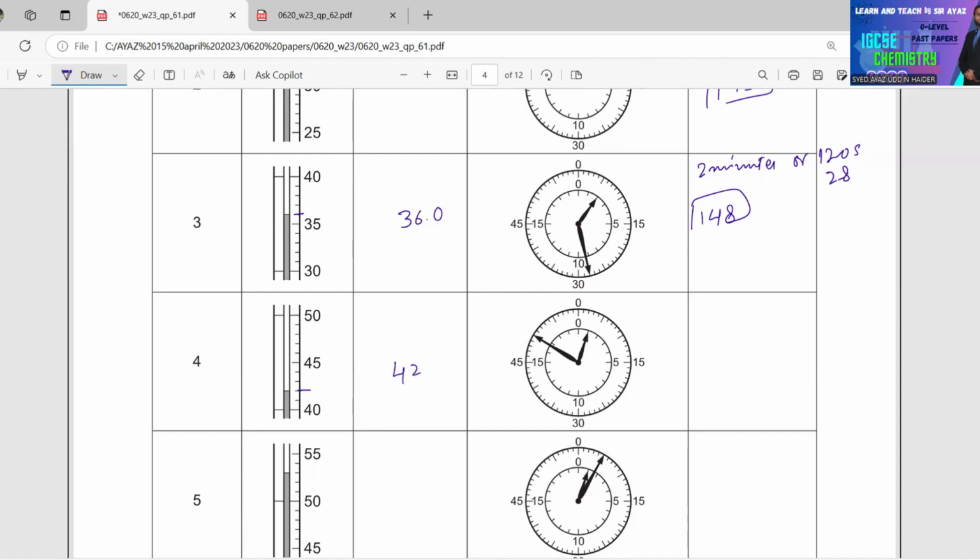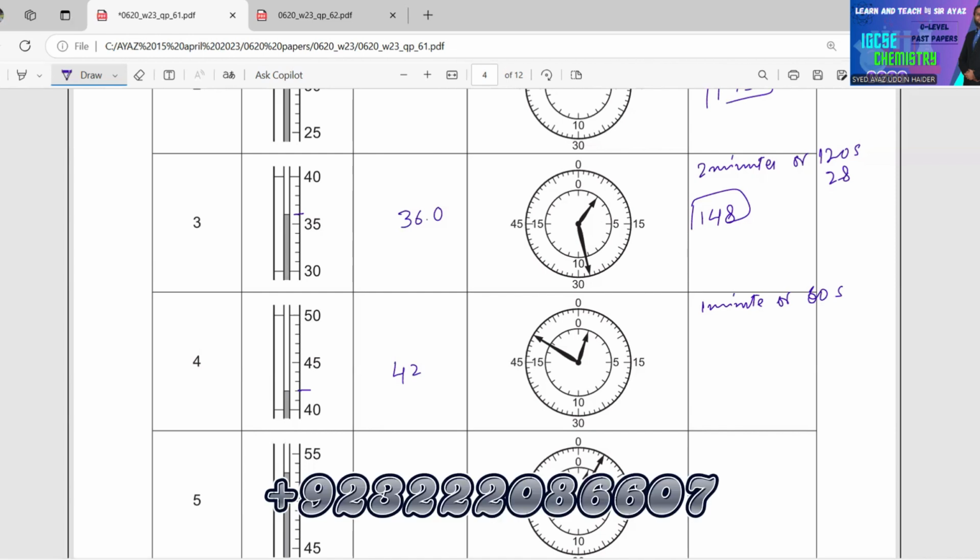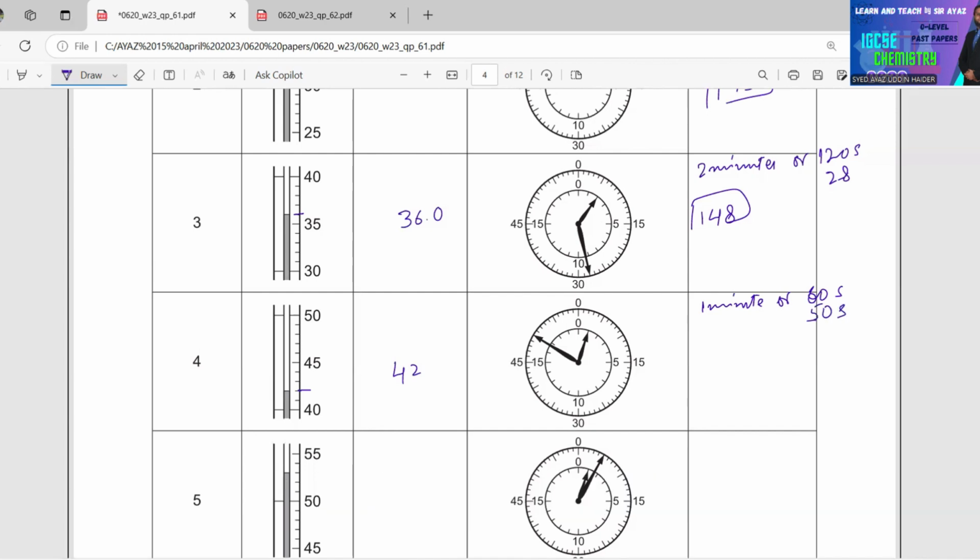What about the time? If you look at the time, it's 1 minute. 1 minute means 60 seconds. But what the seconds? For seconds, it must be 45, 46, 47, 48, 49, 50. So 60 plus 50, you will get 110 seconds.